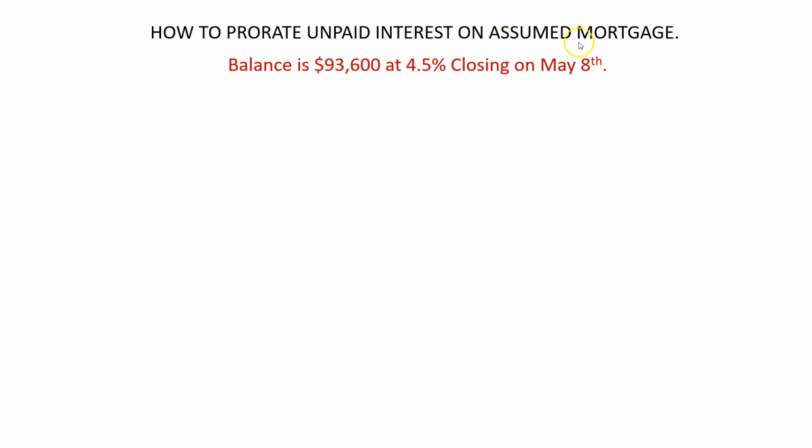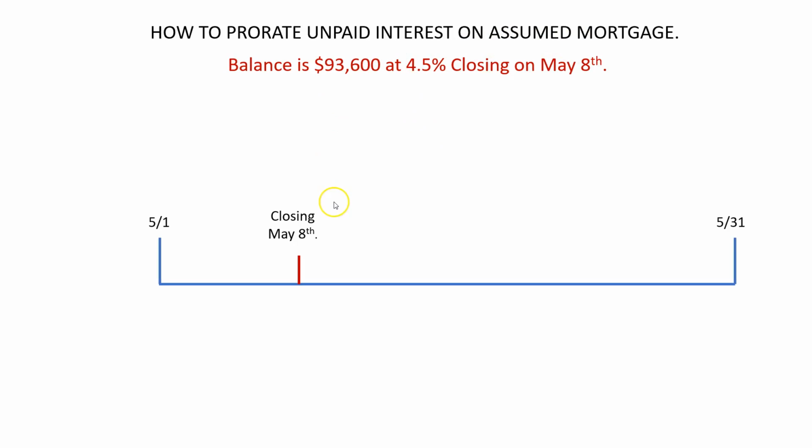Unpaid interest on assumed mortgage. This is something that they ask us. They love this one. They're supposing the closing is on May the 8th. The balance on the 1st of May is $93,000 at 4.5%, closing on May the 8th. So in this particular case, the seller is not going to be paying the mortgage at the end of the month. The buyer is. And then it's only fair that the seller pays over 7 days in this particular case, because the closing is on May the 8th, of interest to the buyer. So it's a debit the seller, credit the buyer once again.